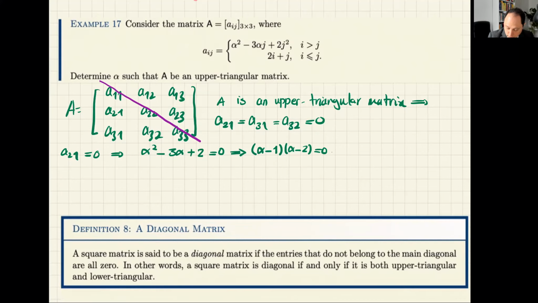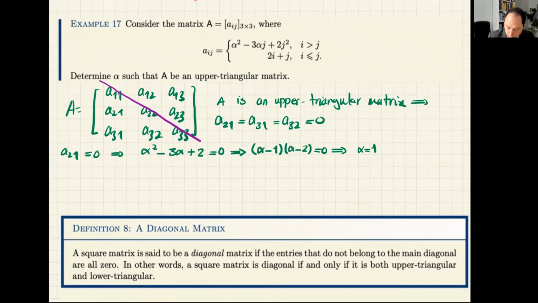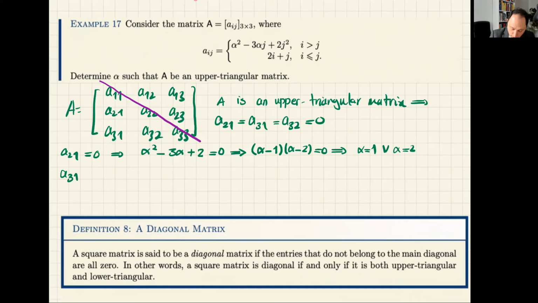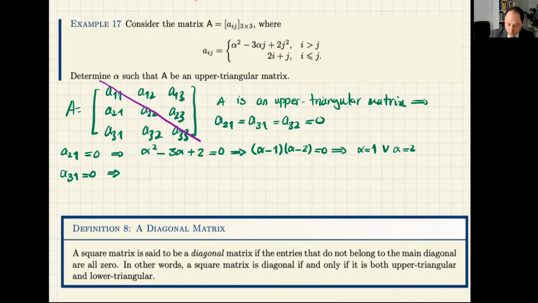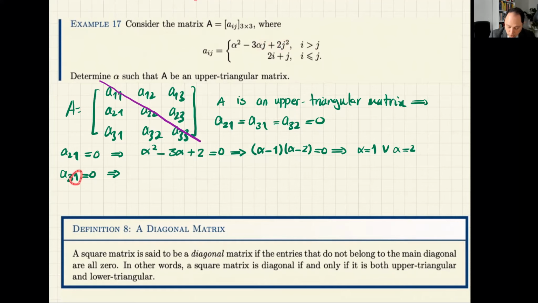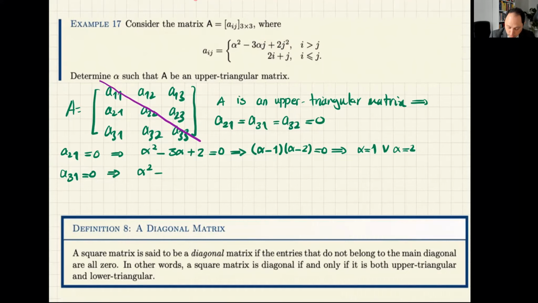So equal to 0, by the zero product rule, it tells me that either the first one is 0 or the second one is 0. But I also know that A31 is equal to 0. But what is A31? A31, again, the I index is greater than the J index, so I have to use the formula, the first one. And then I need to replace J with this J, but J is again 1, so I will get the same equation. So it becomes alpha squared minus 3 alpha plus 2 equal to 0. So it will give me the same answers.